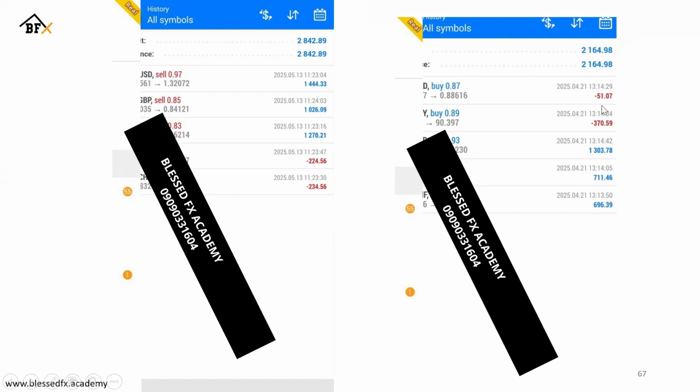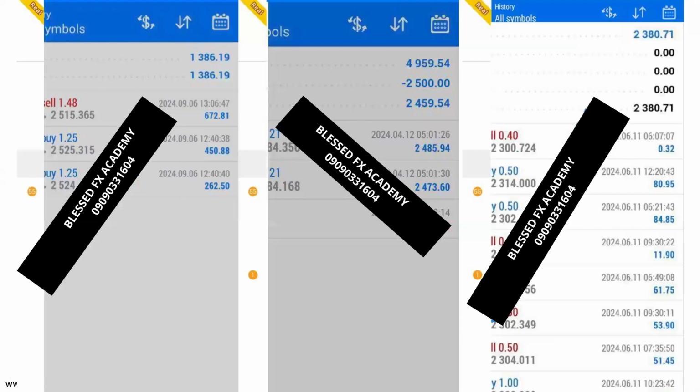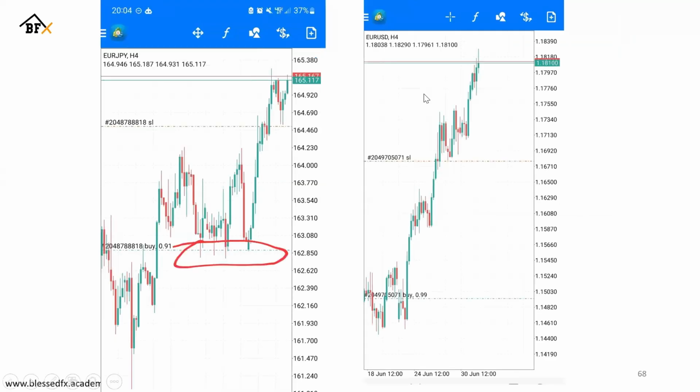We get losses, of course. Nothing is perfect. However, we win most of the time, and our wins are way more than our losses. That is the goal, right? So these are some entries right on my chart.